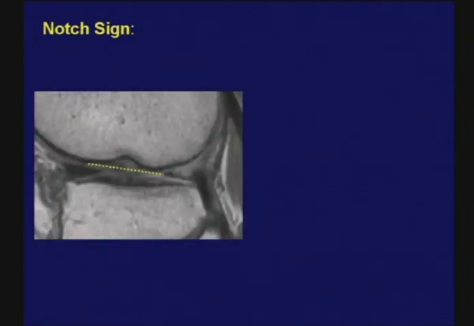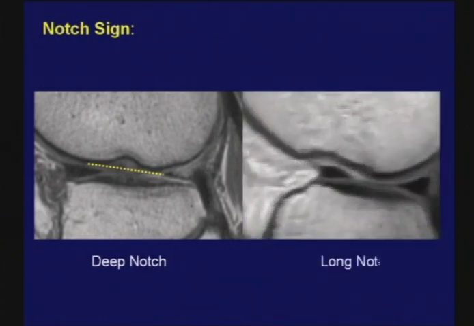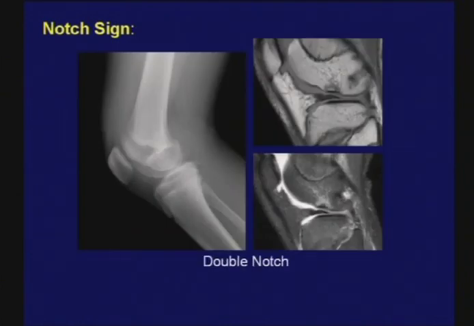Here's an example of a deep notch, obviously deep. This is indicative of a tear of the anterior cruciate ligament. A long notch probably has the same significance. I don't have a measurement to tell you, but the longer the notch, the more likely you're dealing with an osteochondral fracture. And the one that is most interesting to me, that I've seen more often in children than in adults, is a double notch. A double notch should not be normal, and you can see it here.